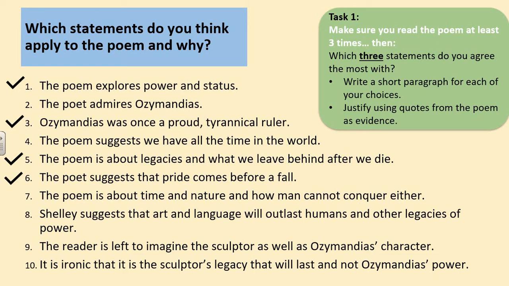The poet, number 6, does suggest that pride comes before a fall. I would say, I think to commission a statue of yourself, which we know Ramesses II, or aka Ozymandias, did. He commissioned this statue. He wanted this statue to be made of himself. Definitely shouts that this guy was proud of himself. He thought a lot of himself. He wanted to be remembered.